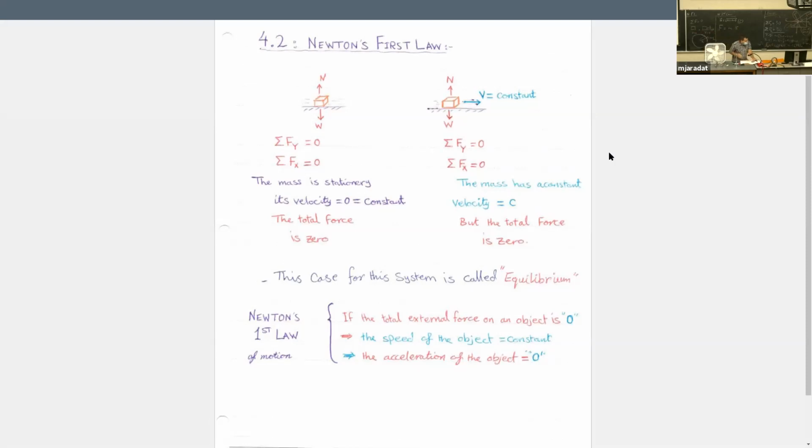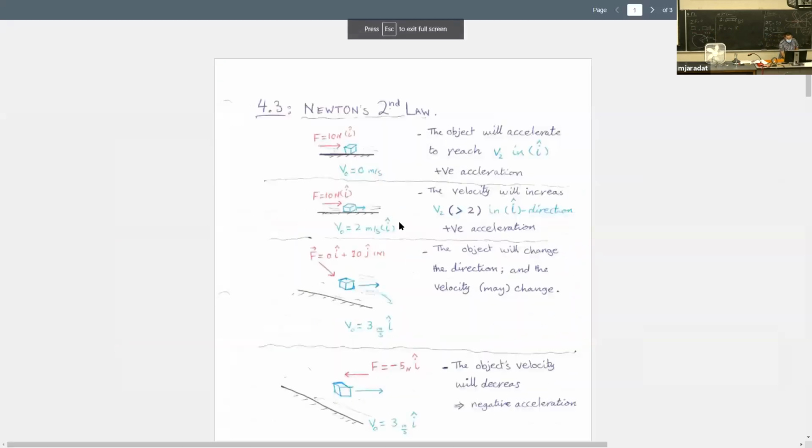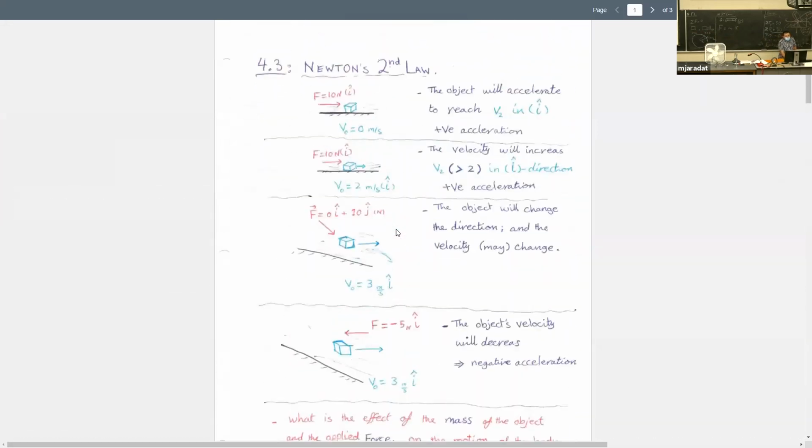You can see it in the next page. Now, the force is a vector, the acceleration is a vector. The mass is not a vector. It is just a number. We multiply a number by a vector, it gives us a vector. So the direction of the force is the direction of the acceleration.